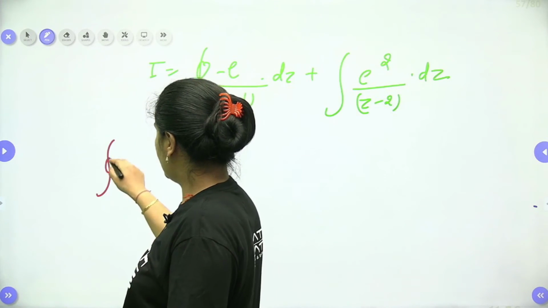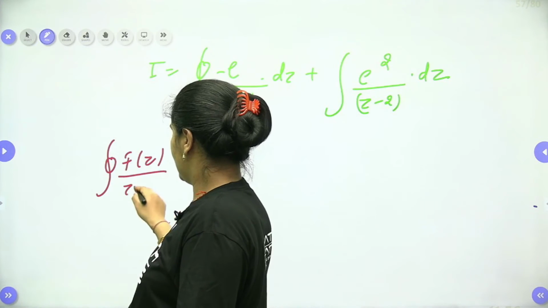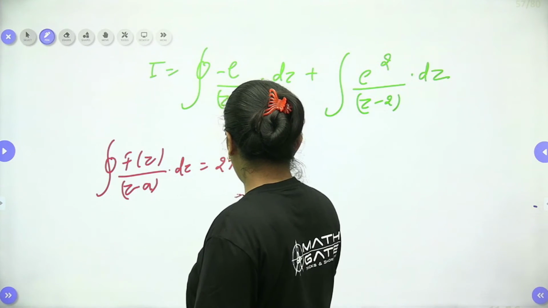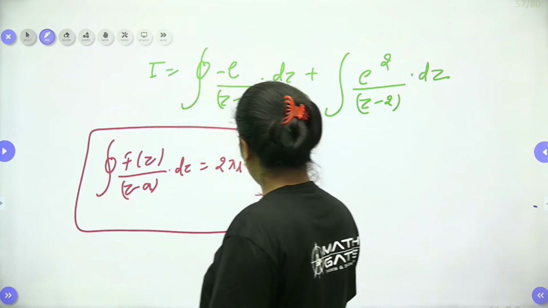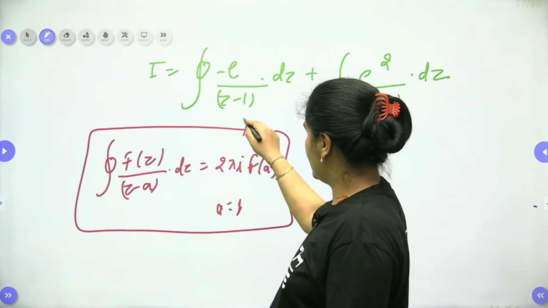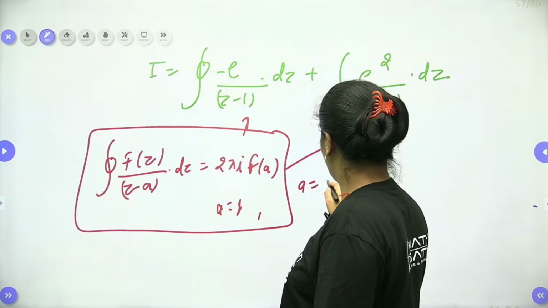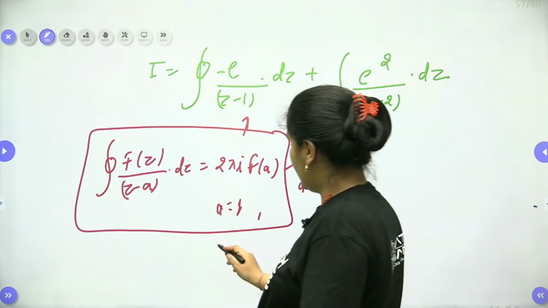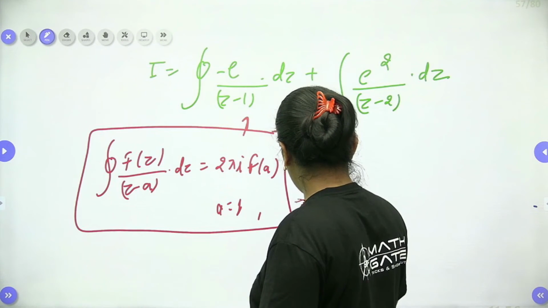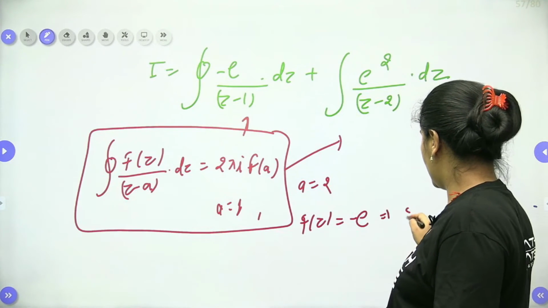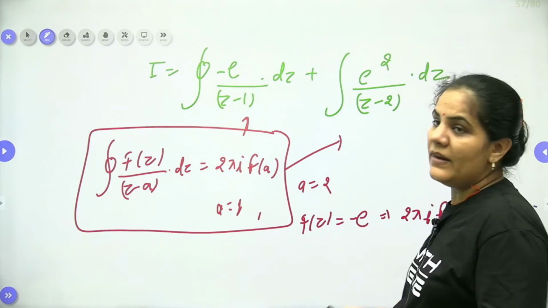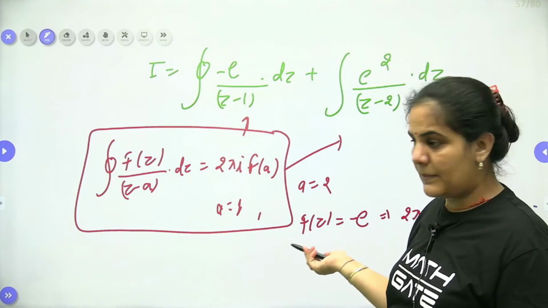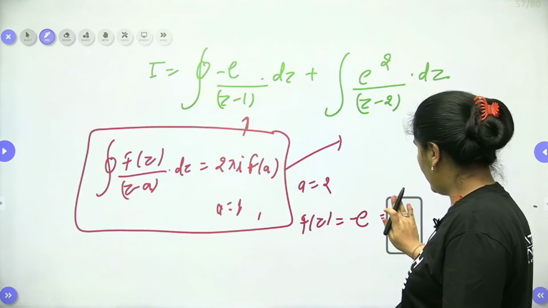So we know the formula of the Cauchy's integral formula is the integral of f(z) by z minus a dz equals 2 pi iota into f of a, right? Here a is equal to 1 for this one and a is equal to 2 for this one. So what is f(z) for this one? f(z) is equal to minus e only. So it will be 2 pi iota into f of a only, because we are not having any z in the power.